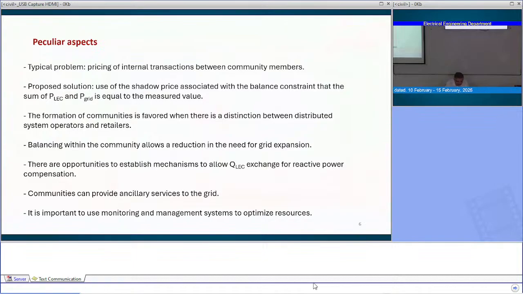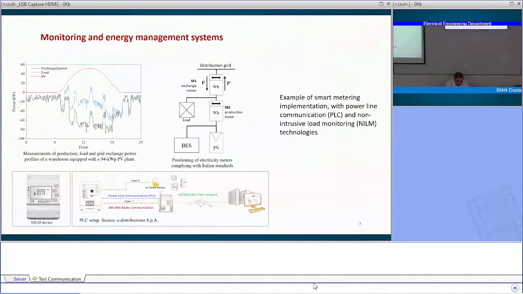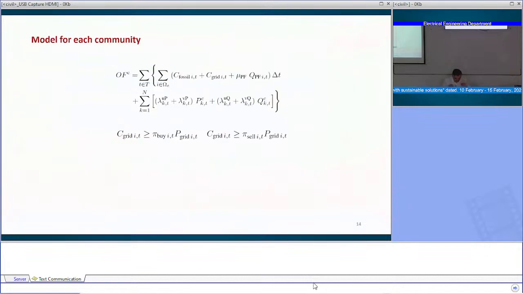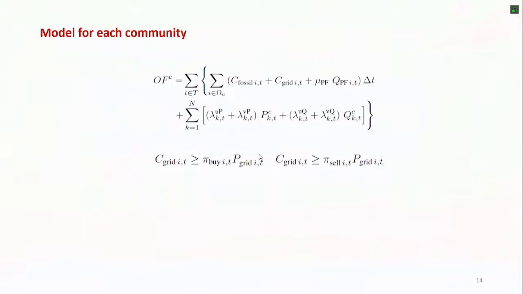Obviously, the monitoring and management aspect is important. I have a figure for this, but I would like to skip some figures in order to try to answer the question of the shadow price. So I'm going to this optimization model here. We will see also another one with the incentives. This is without incentives. This is the model for each community, or one of the models that can be implemented, but in general they have this idea behind.